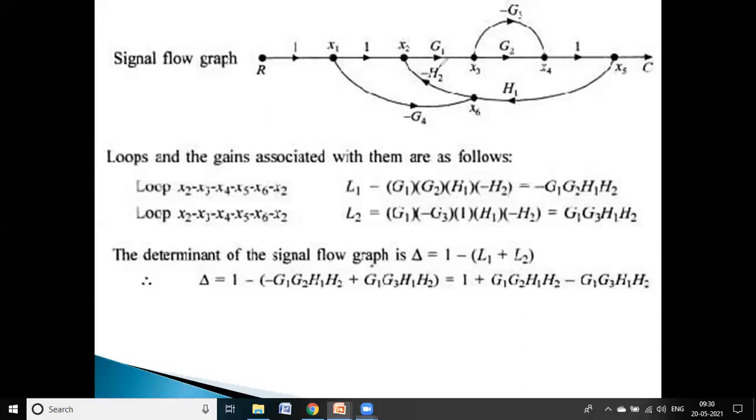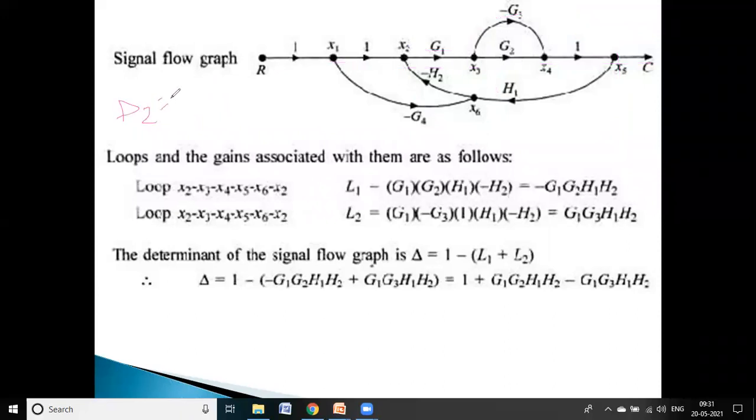So how to find out delta 1? This is the first forward path. We have assumed 1 minus individual loops which are not in contact with this first forward path. So the first loop is this, the second loop is this one. Both loops are in contact with the first forward path. So delta 1 becomes unit value. That is the first one.